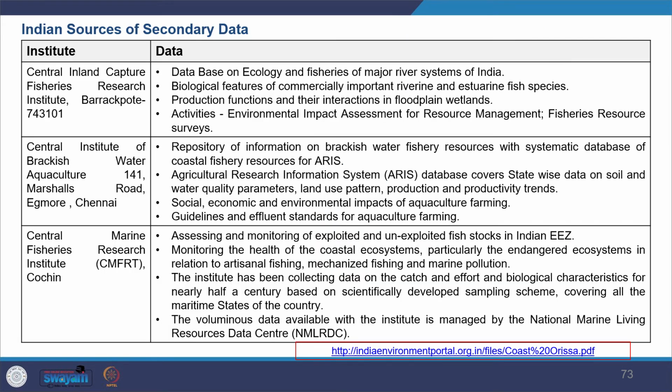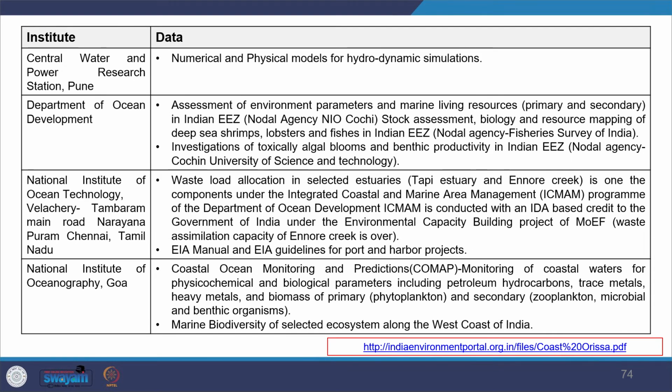Further, from the manual of the ship breaking yard, I have taken what could be the possible sources of data. I have not taken all of them, but you can see some of these here. You have the Central Institute of Brackish Water Aquaculture, which keeps a repository of information on brackish water fishery, an agriculture research information system, and socioeconomic and environmental impact guidelines. All these you can get. Then you have the Central Marine Fisheries Research Institute, which again keeps data. Then you have the Central Water and Power Research Station.